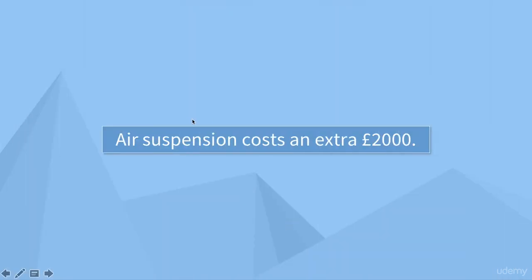Next sentence: air suspension costs an extra $2,000. So where is the subject here in this sentence? Of course, it's air suspension. If you can afford that on your car, then I'm sure you're very happy. Of course, subject, verb 1, and we have added the S. Air suspension costs an extra $2,000. Very expensive indeed.